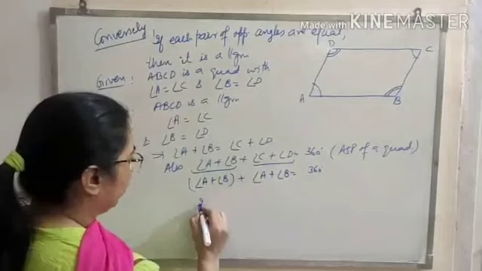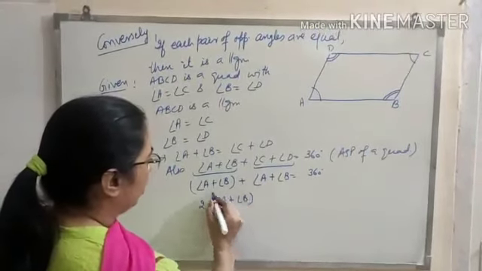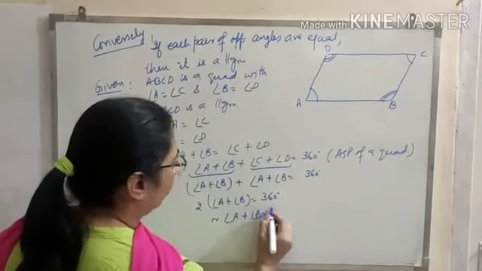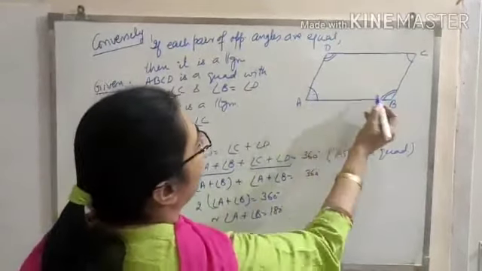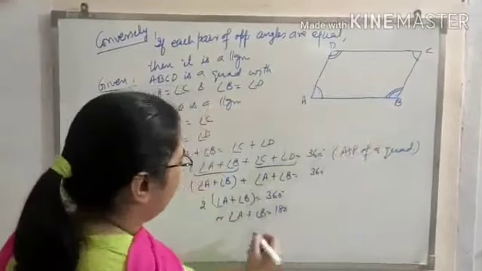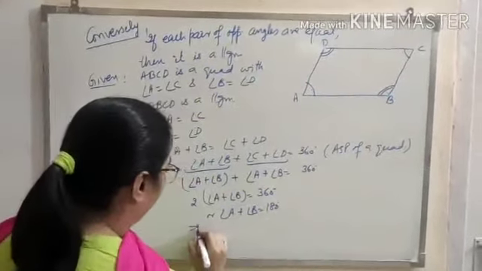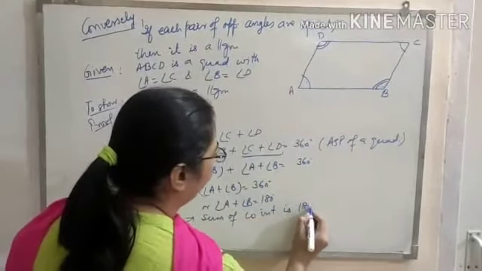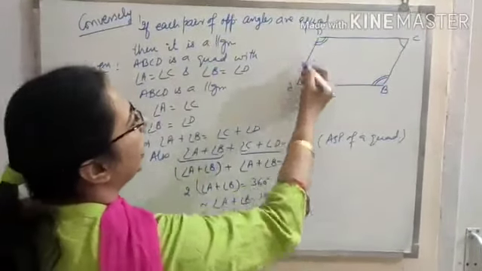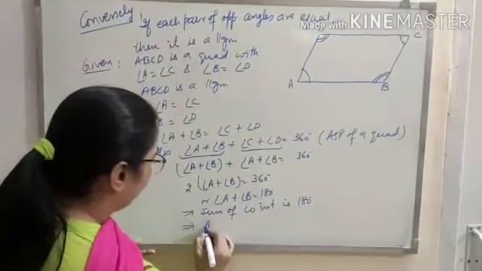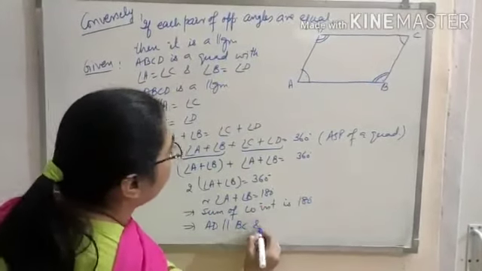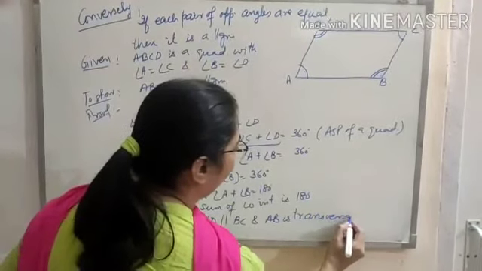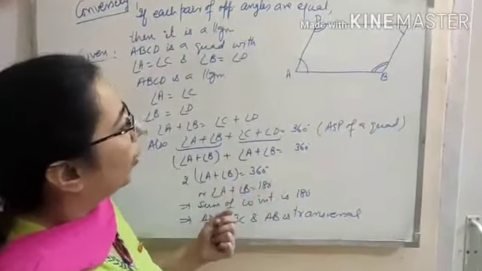So this is 2 times angle A plus angle B is equal to 360 degrees, or you can say angle A plus B is equal to 180 degrees. Now when A plus B is equal to 180 degrees, this implies the sum of co-interior angles is 180 degrees. When will it be possible? When AD is parallel to BC. It means AD is parallel to BC and AB is the transversal. Only then you will say that A plus B is equal to 180 degrees.